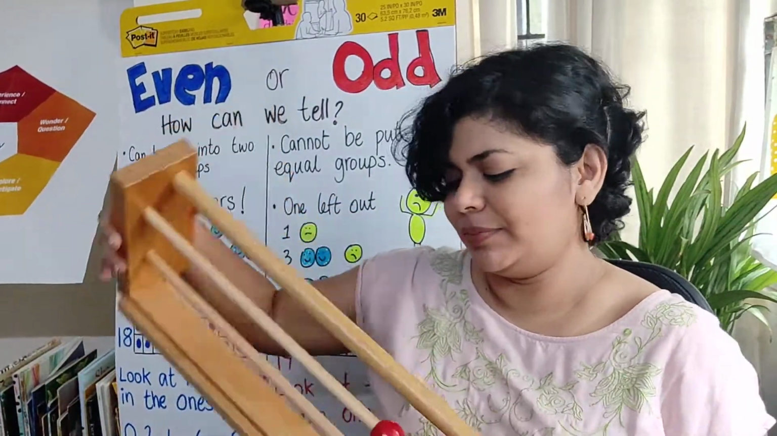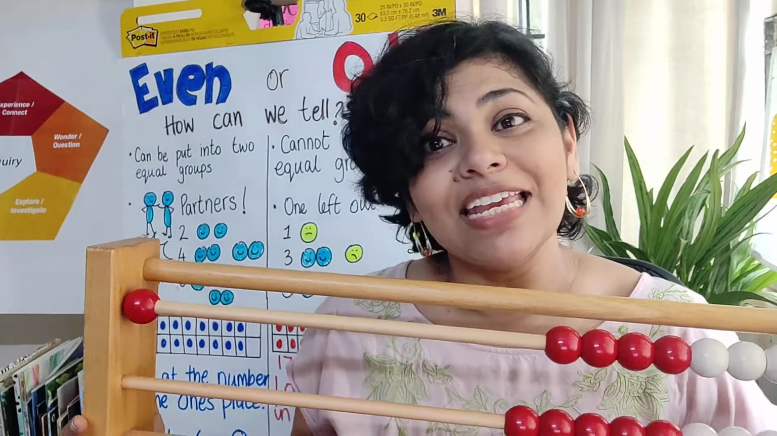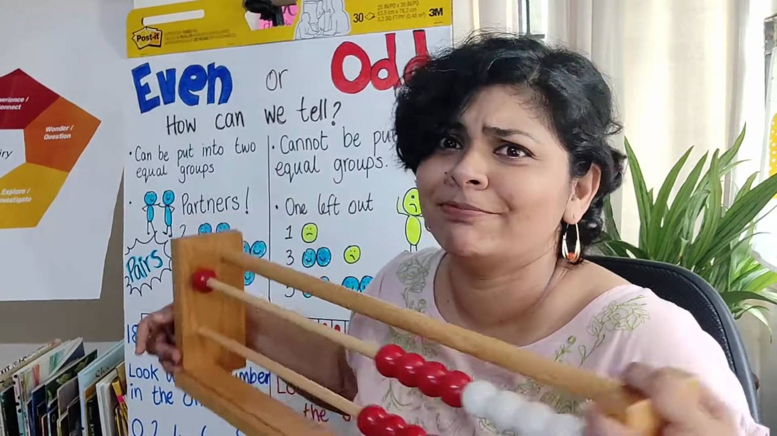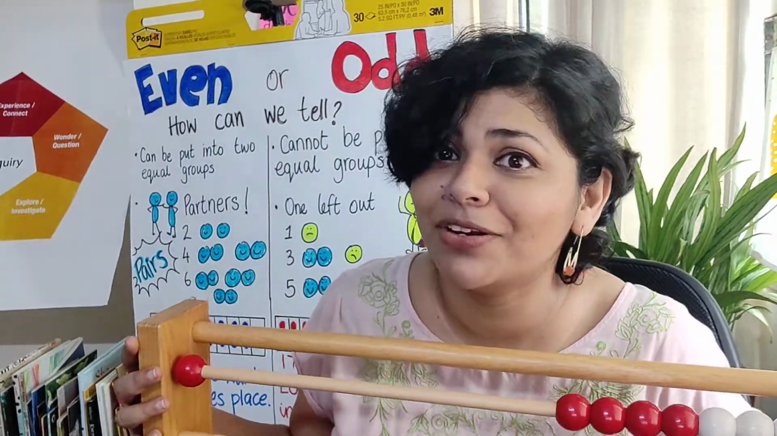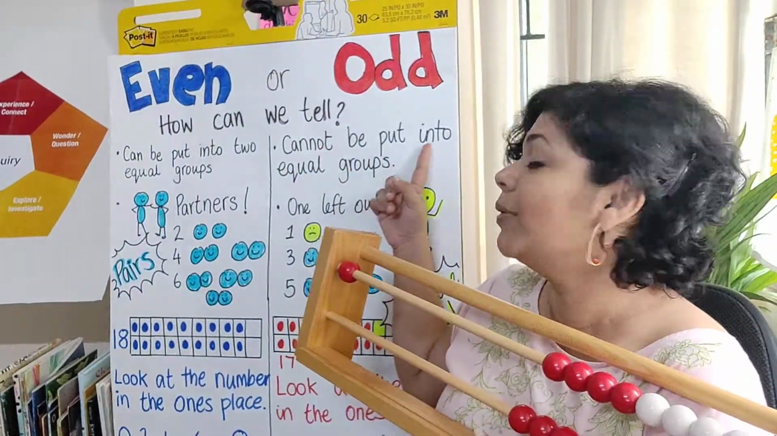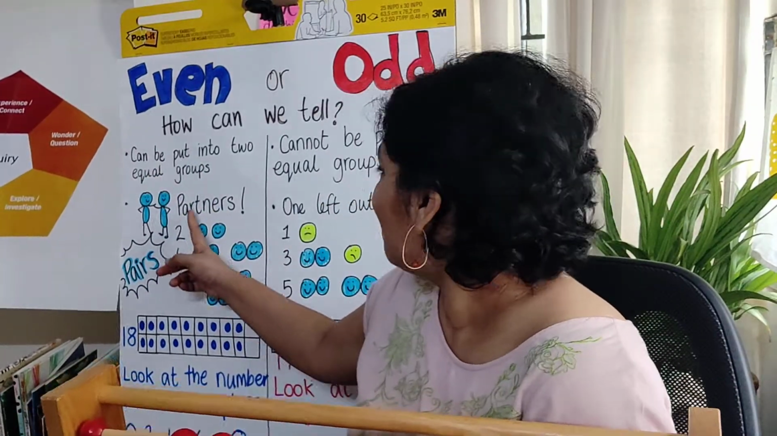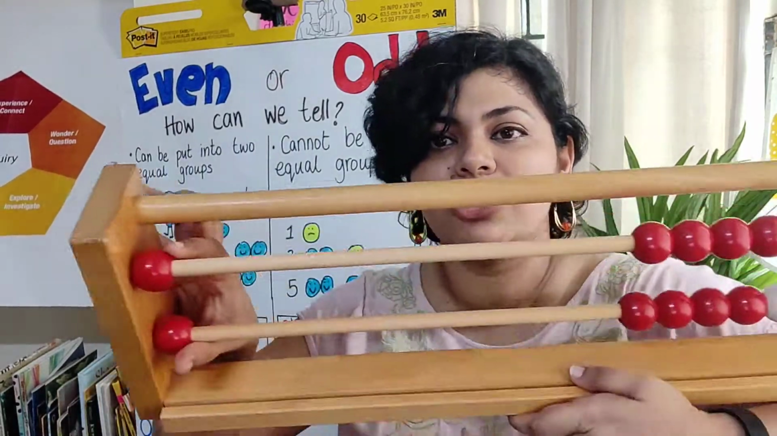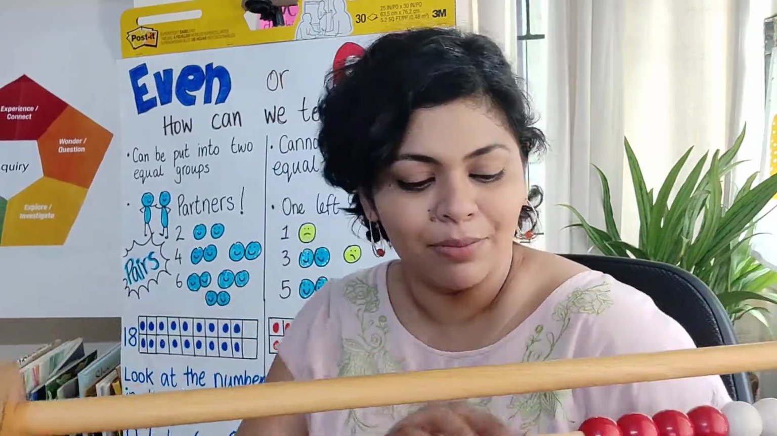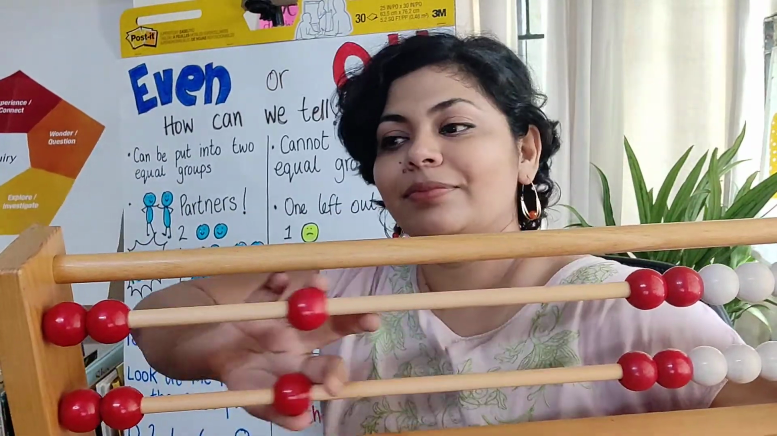Let's start with something simple. How about this? 1. Is 1 an even number or an odd number? Can it be put into two equal groups? Not unless I break it in half, and I don't want to do that. So 1 is an odd number because it cannot be put into equal groups. Okay? Now, even numbers have partners. So let's take a look at 2. Does it have a partner? Yes. Each bead has a partner. So 2 is an even number. How about 4? 4 is also an even number.